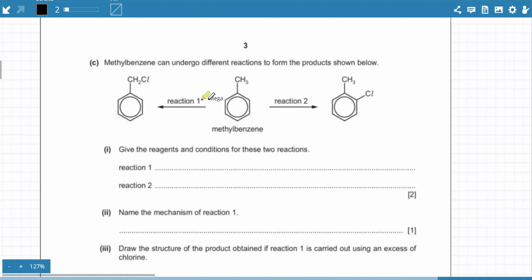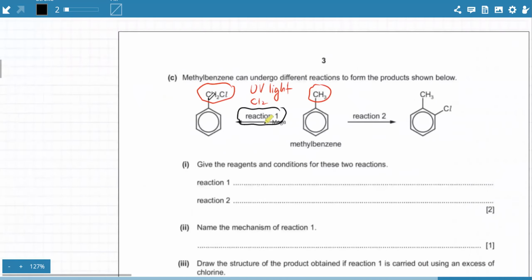So reaction number 1 is not a reaction for benzene. It's a reaction of this branch of carbon, to which Cl has attached. This was the first reaction we studied, called free radical substitution, which requires UV light and Cl2.